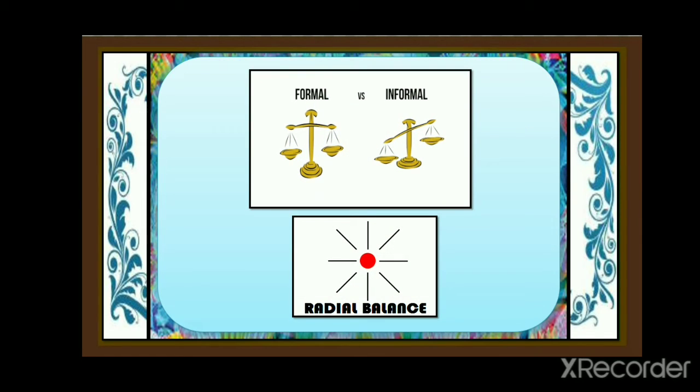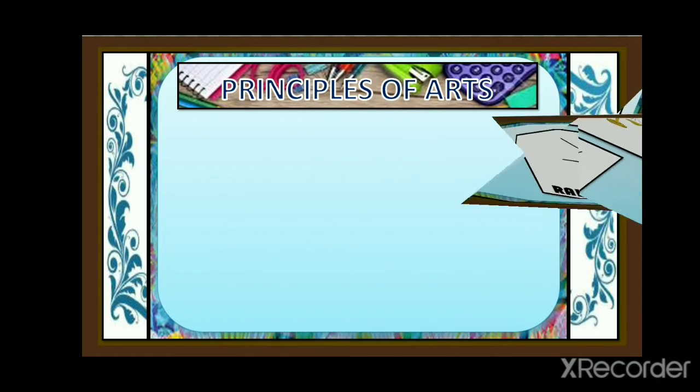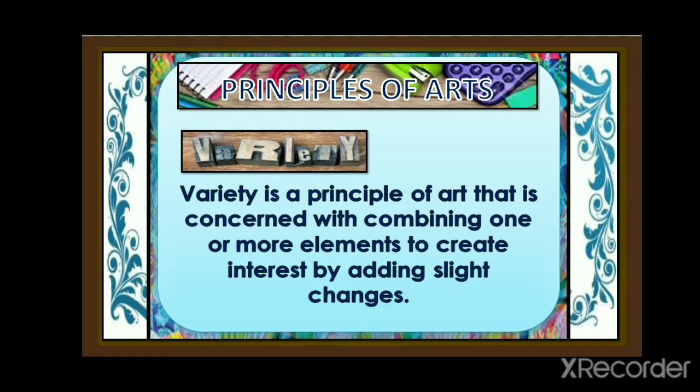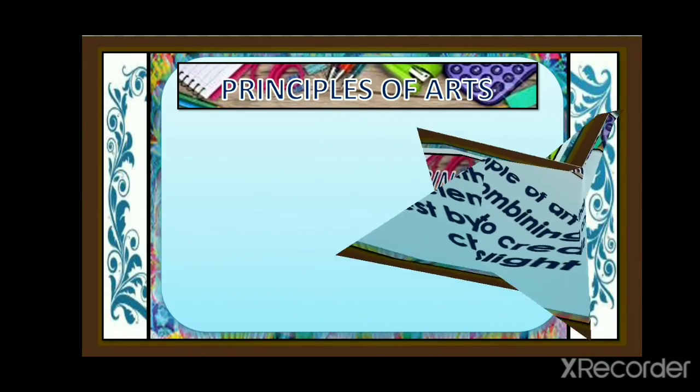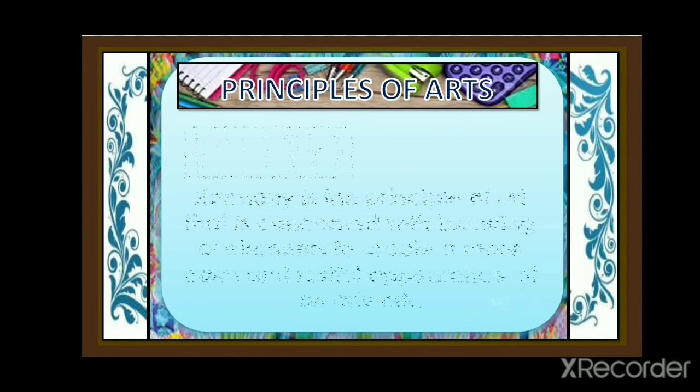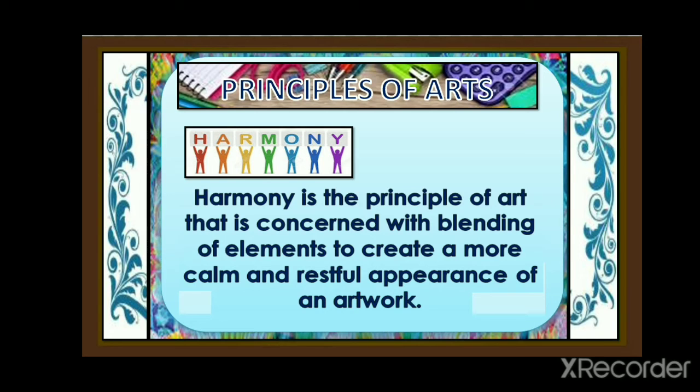So this is the example. Next is variety. Variety is a principle of art that is concerned with combining one or more elements to create interest by adding slight changes. Next is harmony. Harmony is the principle of art that is concerned with blending elements to create a more calm and restful appearance of an artwork.